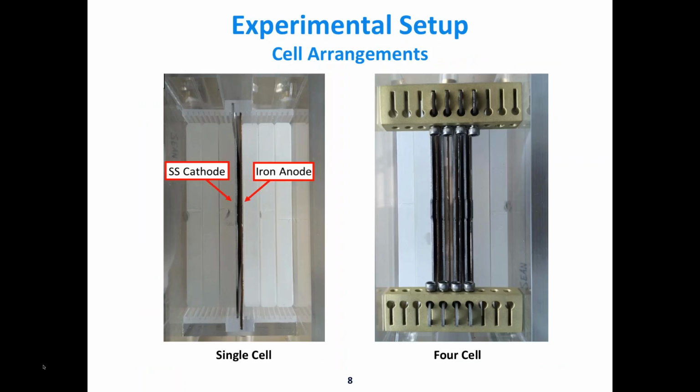This is a bird's eye view of our EC setup. You can see on the left side there it's a single cell setup, meaning one cathode and one anode. On the right side we have a 4-cell setup, so 4 cathodes and 4 anodes. You'll notice that on either side, on the outside of the electrodes, there are acrylic flow blockers. These are put in place just so all the water is directed in between the electrodes.